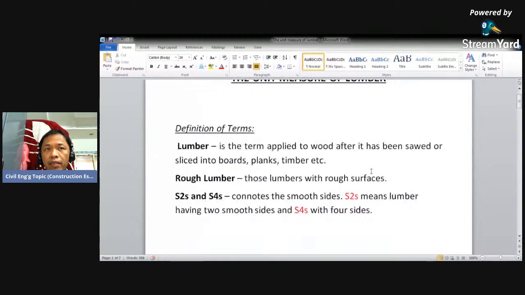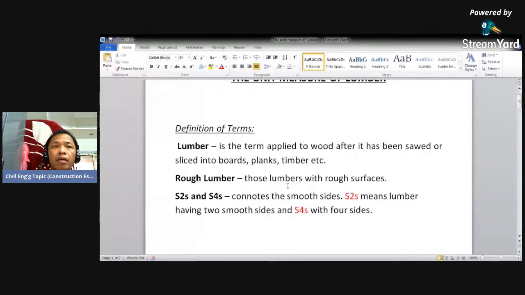Lumber, there is also a rough lumber. What do you mean by rough lumber? Rough lumber, these are those lumbers with rough surfaces. So after cutting and slicing it, of course that is a rough surface. So we call that rough lumber.